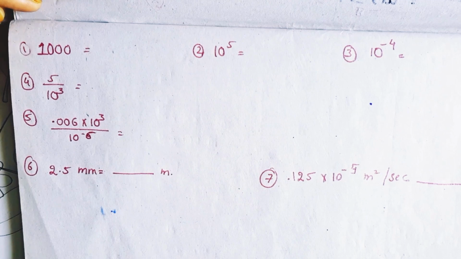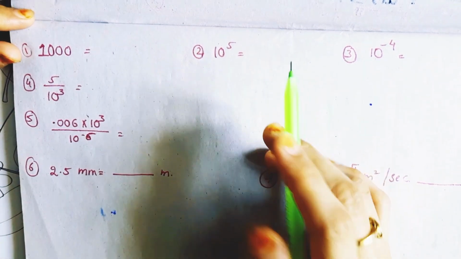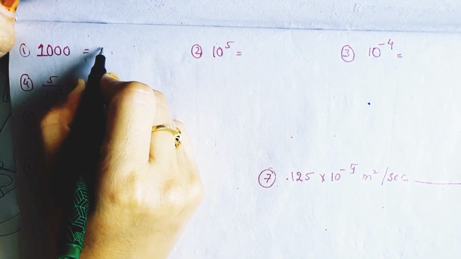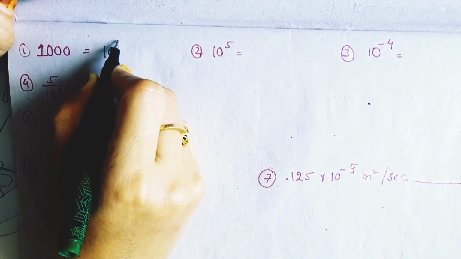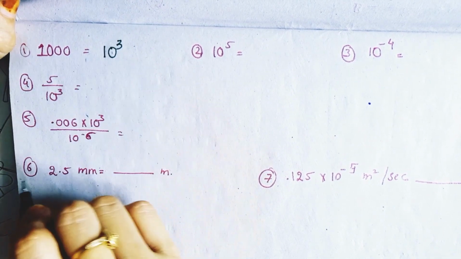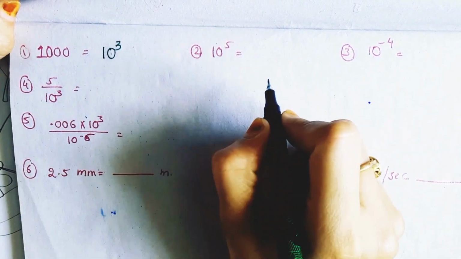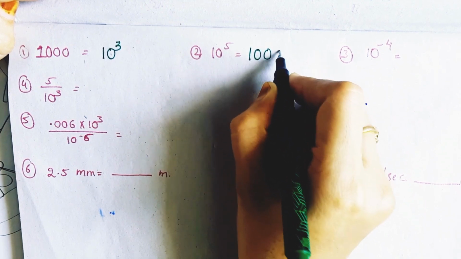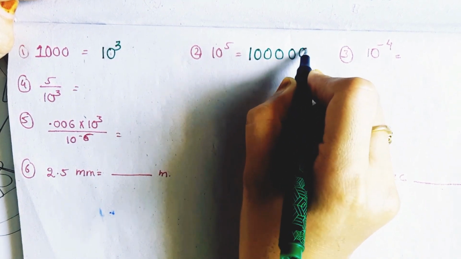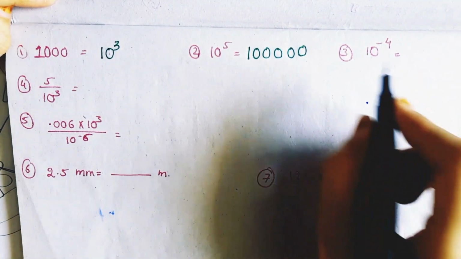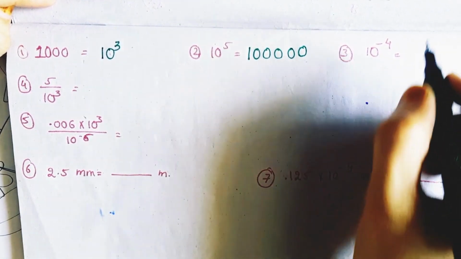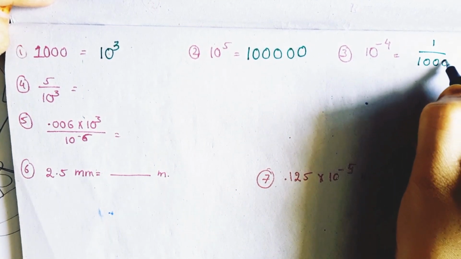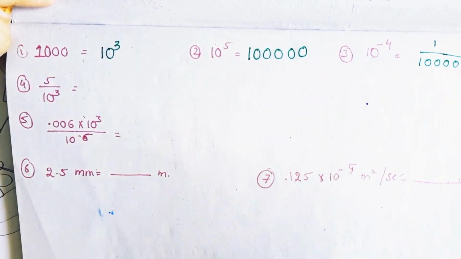Okay, here the first question is 1000. This 1000 we can also write as 10 power 3. Okay, 10 power 3 is nothing but 1000. Next, 10 power 5 we can write as 1 followed by 5 zeros. That is 1 lakh, isn't it? Then 10 power minus 4 can be written as 1 upon 1 followed by 4 zeros. That is 1 by 10,000.